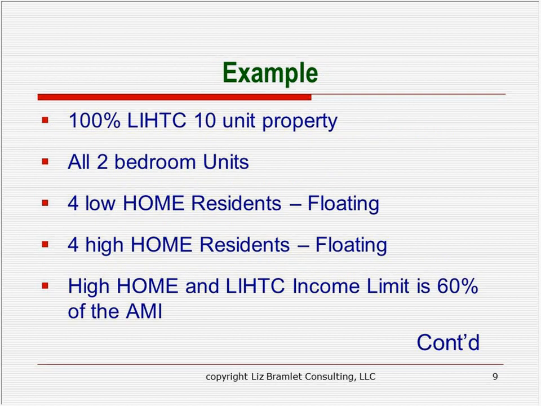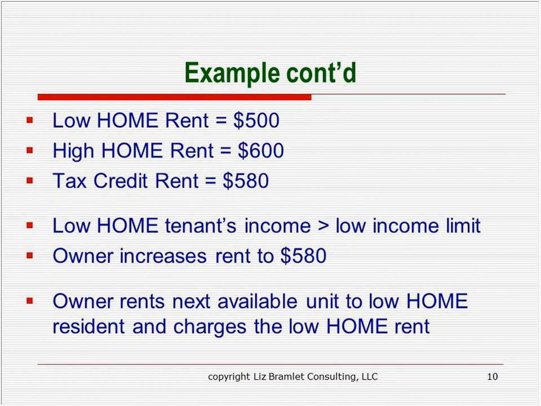Another example: we have a 100% tax credit 10-unit property. All are two-bedroom units. The HOME units float. We have four low HOME residents and six high HOME residents. The high HOME and tax credit income limit both is 60% of the AMI. We know the low HOME income limit is always 50% of the AMI. Low HOME rent is $500. The high HOME rent is $600. The tax credit rent is $580.